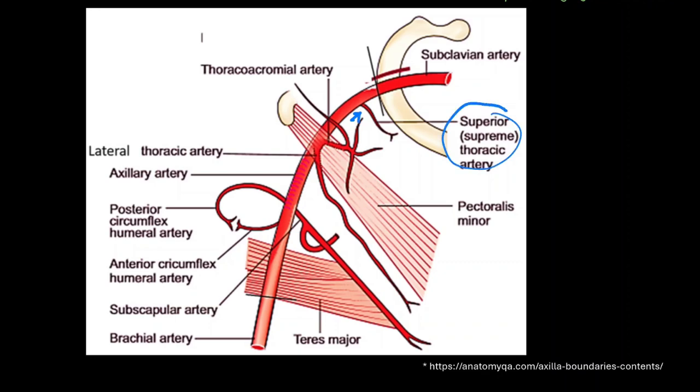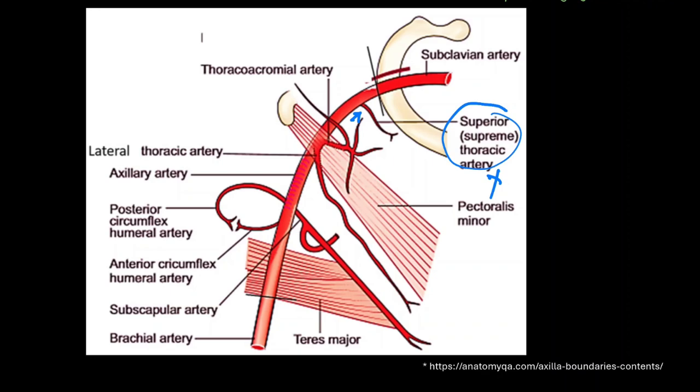Now coming to the first part of the axillary artery, it gives rise to the superior thoracic artery. The superior thoracic artery supplies the upper part of the pectoralis major, but there is no specific important flap which is based on the superior thoracic artery.